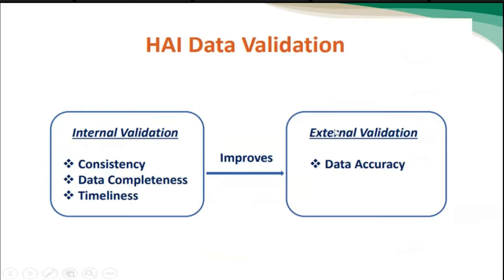HICE data validation by internal validation with consistency, with the data completeness and timeliness, improves the external validation, which is usually validated by the data accuracy. If we are not reporting the healthcare associated infections timely, it means we are not doing our work very well. We have to be consistent in our data. We have to collect the data completely as well as timely. If it is not reported timely, it means we have failed. So this we have to keep in our mind. This internal validation improves our data accuracy, which is validated externally by the external teams.